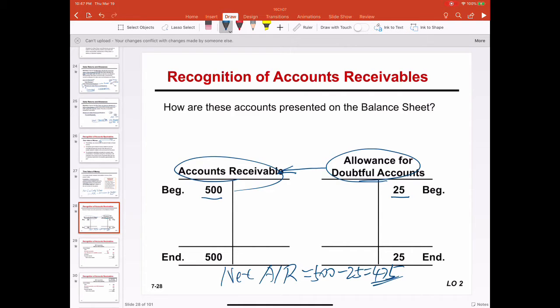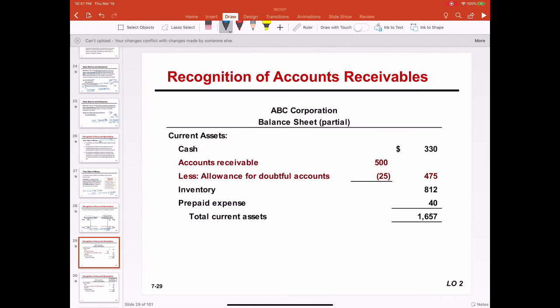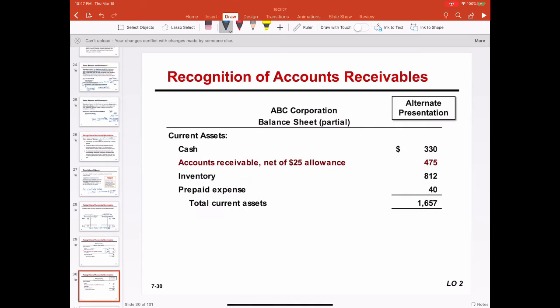Some firms report these three numbers. Some firms just report a net accounts receivable. So this is an example in which we report accounts receivable in the balance sheet. These are the three numbers. The next one just reports the net realizable value of accounts receivable.